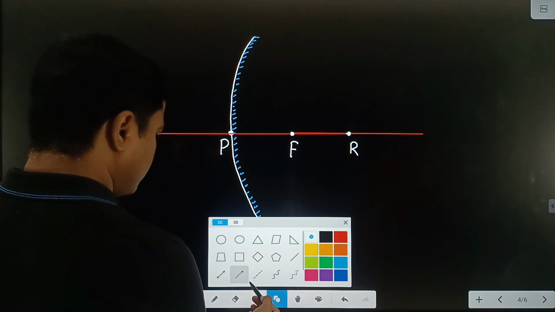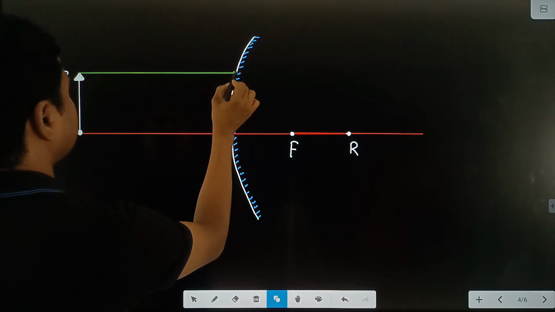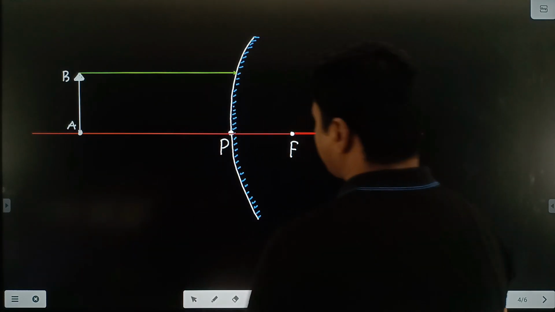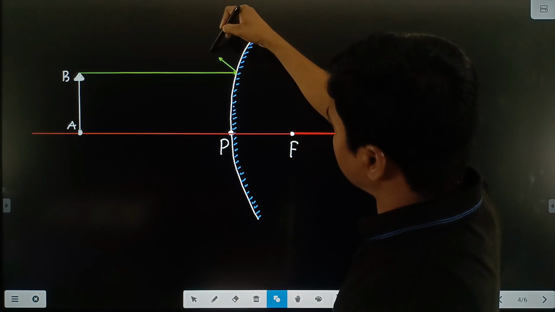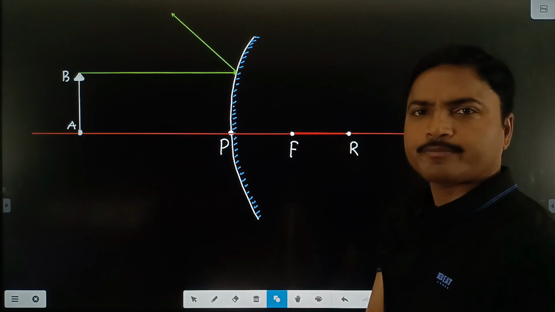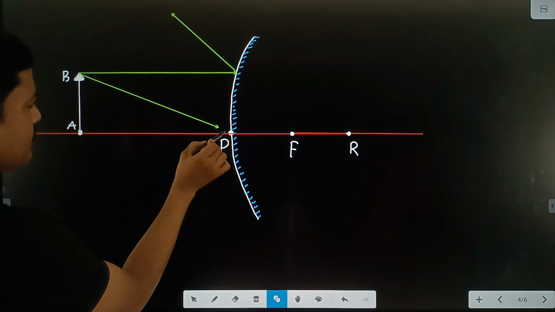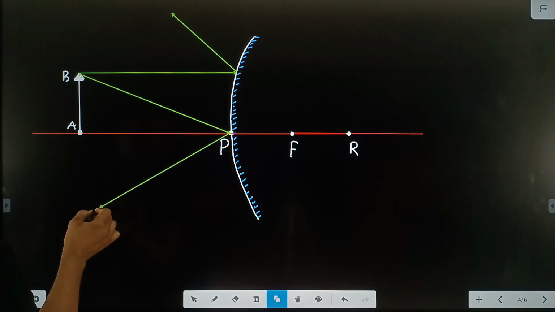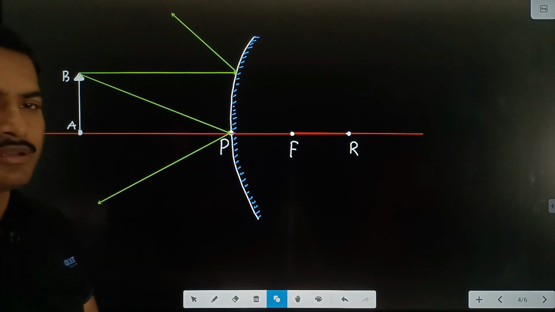For the image we take two incident rays. This is the first incident ray, parallel to the principal axis, and you know after reflection the ray returns back into the same medium, and the ray moves along this direction. This is the reflected ray. Clear? Similarly, the second incident ray moves towards the point P, and with equal angle the ray is returned back into the same medium. This is the reflected ray. That means this is the angle of incidence and this is the angle of reflection.